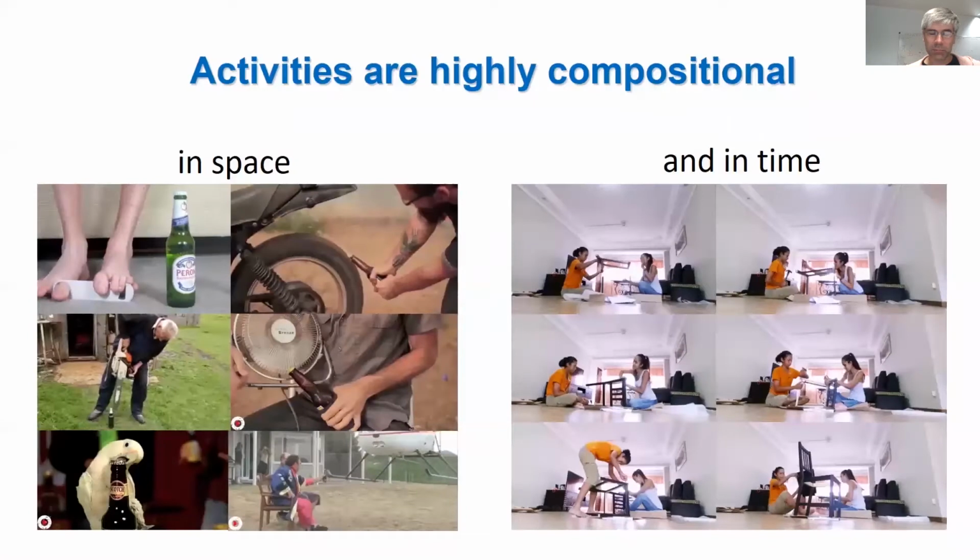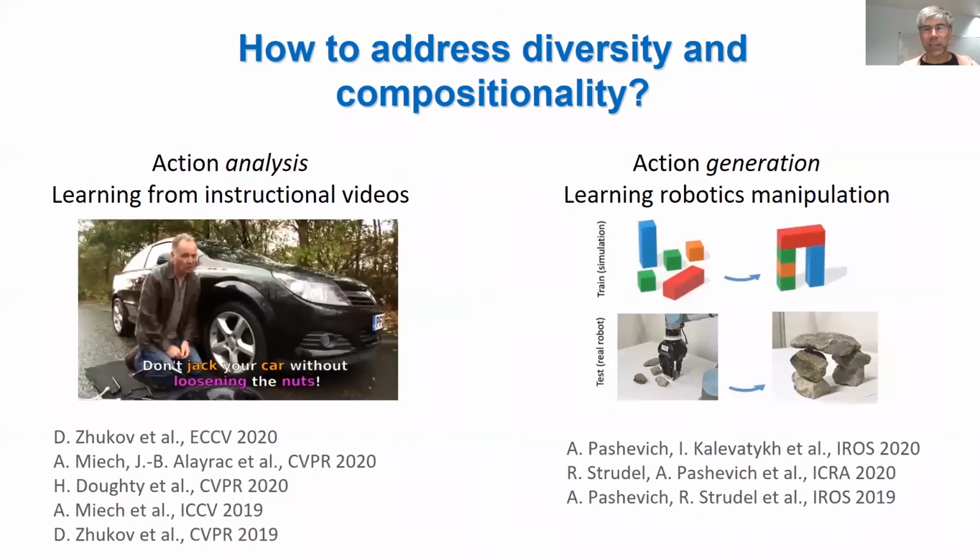So in conclusion, what I'm trying to convey is that actions and activities are indeed highly compositional. They are compositional in space, in terms of objects and motions which can be performed to achieve the goal, as well as in time, where the temporal structure of primitive actions plays a crucial role to achieve the goal. So how can we address this diversity and compositionality?